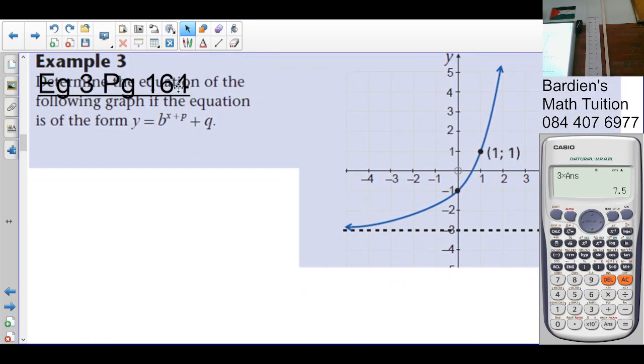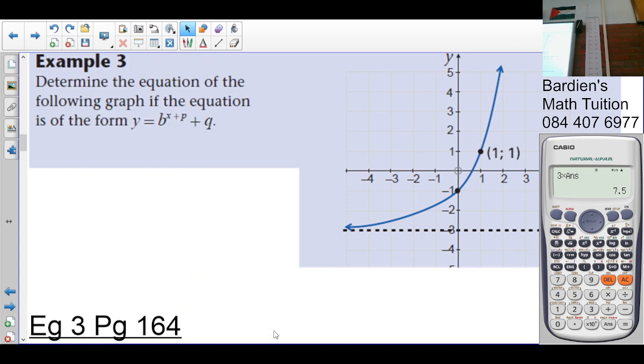Example 3, and this is on page 164. Just write the reference down. Example 3 on page 164. The question says, determine the equation of the following graph if the equation is in the form of y is equal to b to the x plus p, plus q.